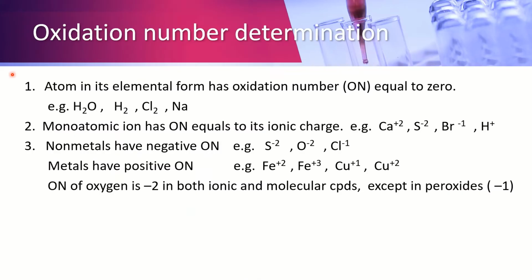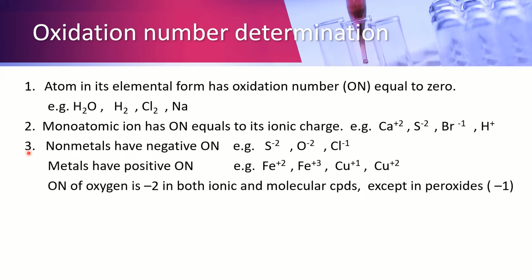Before going to redox, let's first review the rules on determination of oxidation number. Number 1, atoms in its elemental form has oxidation number equal to 0. So water molecule, hydrogen gas, have oxidation number equal to 0. Number 2, monoatomic ion has oxidation number equal to its charge. Calcium ion has oxidation number equal to positive 2, and sulfide ion has oxidation number equal to negative 2.